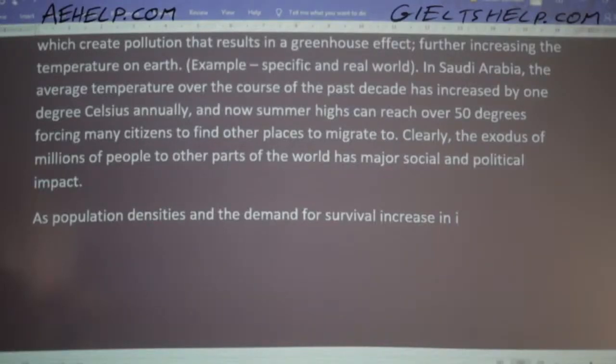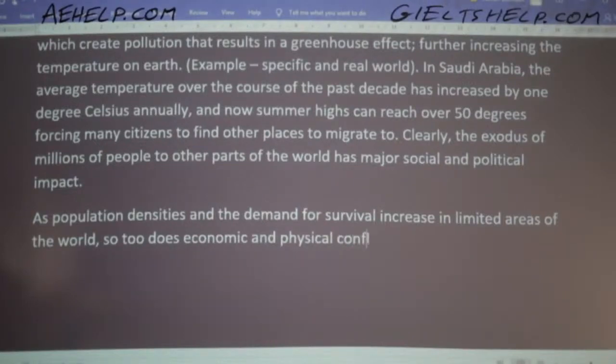As population densities and the demand for survival increase in limited areas of the world, so too does economic and physical conflict among individuals.